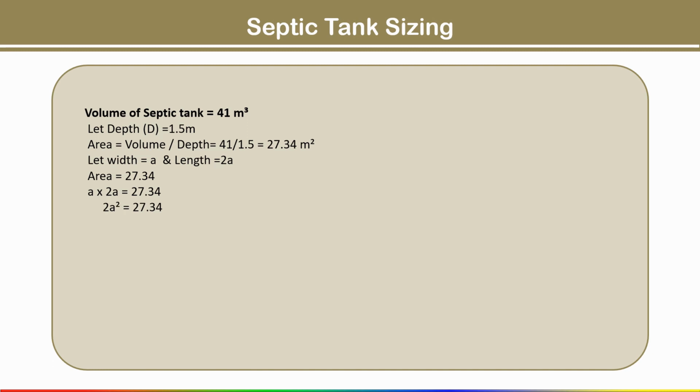So finally we calculate the small a value, 3.69 meter. Means the width of the septic tank is 3.69 meter, so you can write that in the equation. And the length of the septic tank is 7.38 meter. Now, I have told you, if the total length of the septic tank is more than 4 meter, then what? Then we have to use the double chamber septic tank.